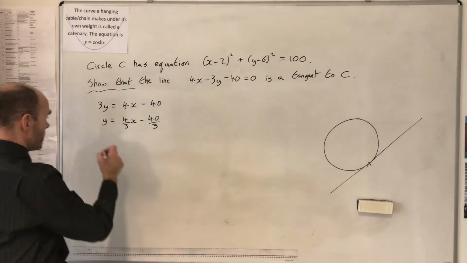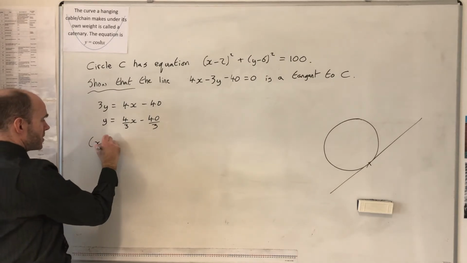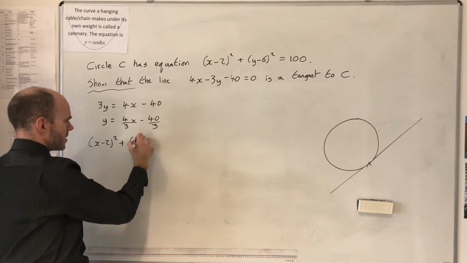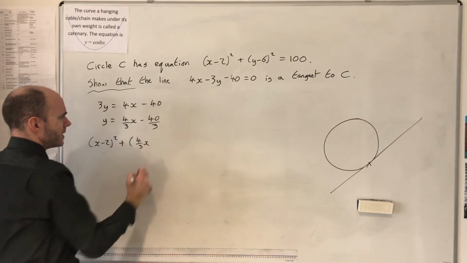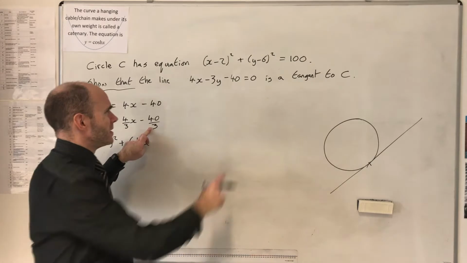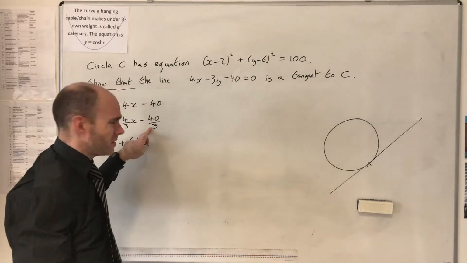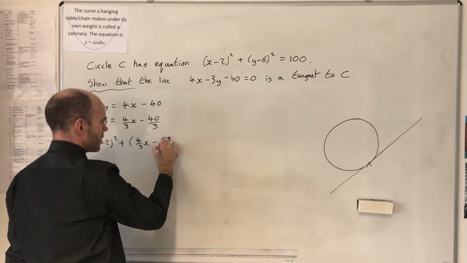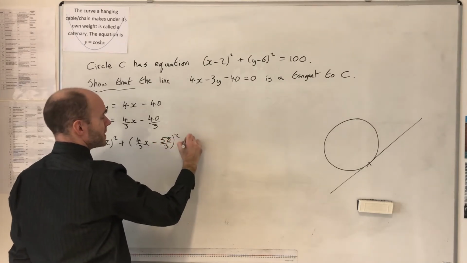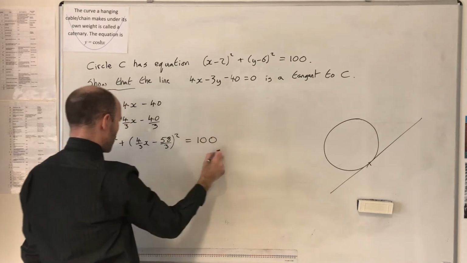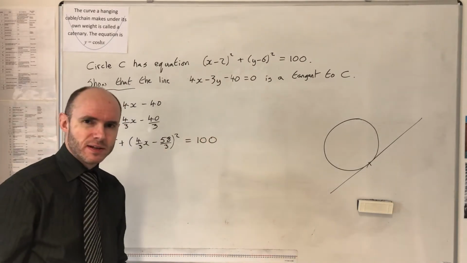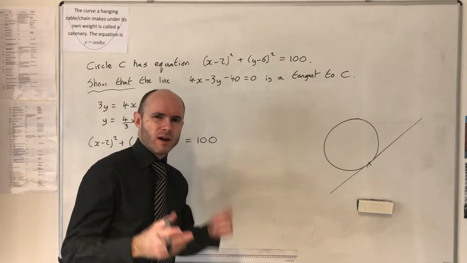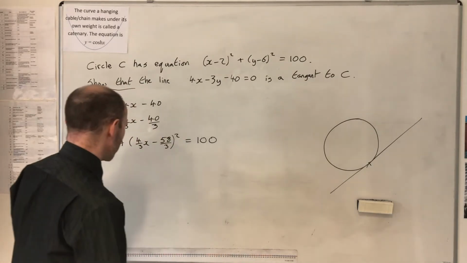So substitute in, we've got (x - 2)² + (y - 6)². So it's (4/3)x, and then subtract 6. So 6 is 18 over 3, so that subtract 18 over 3 should be -58 over 3. Squared equals 100. And now we just need to expand the brackets here. So this is looking a bit challenging in terms of the number work, but nothing we can't handle because we're doing A-level mathematics, don't forget.